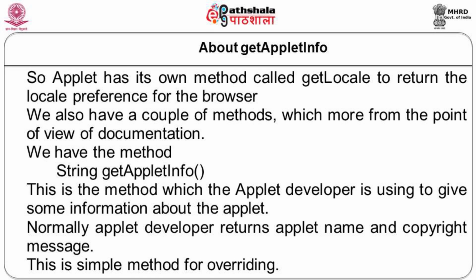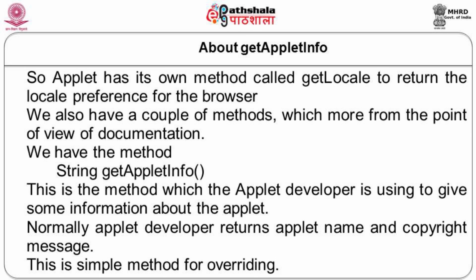Another thing: there are a couple of methods which functionality-wise do nothing, but they are there more from the point of view of documentation. We have this method called getAppletInfo, which is just a method to return a string. What is this method for? It doesn't do anything for us.